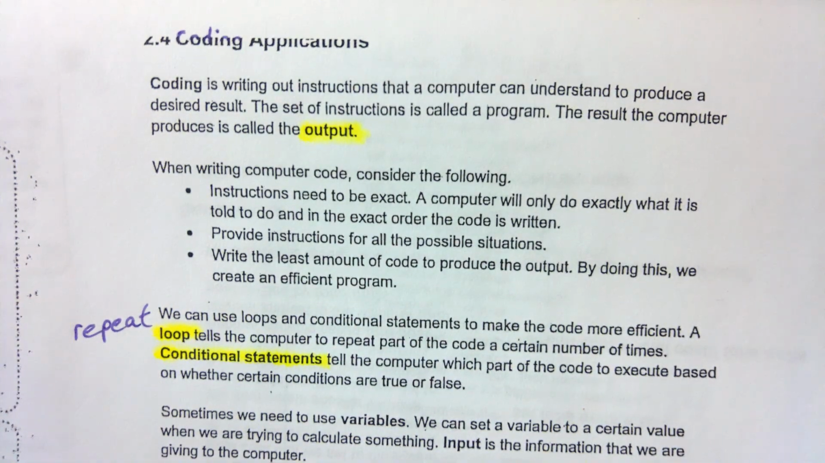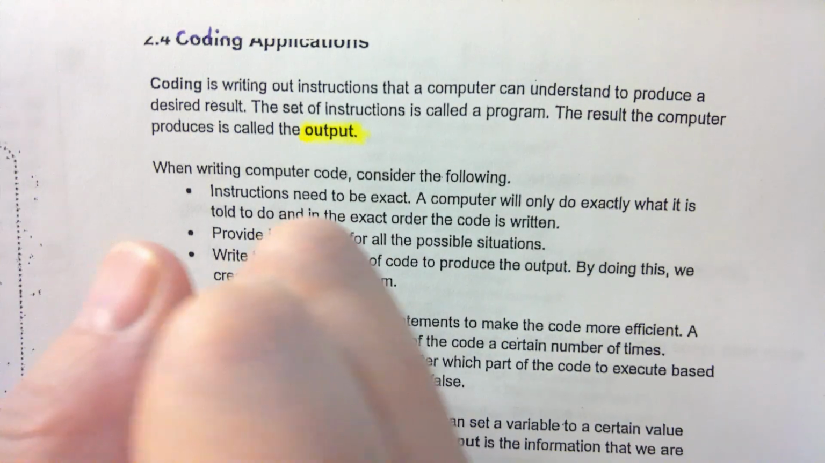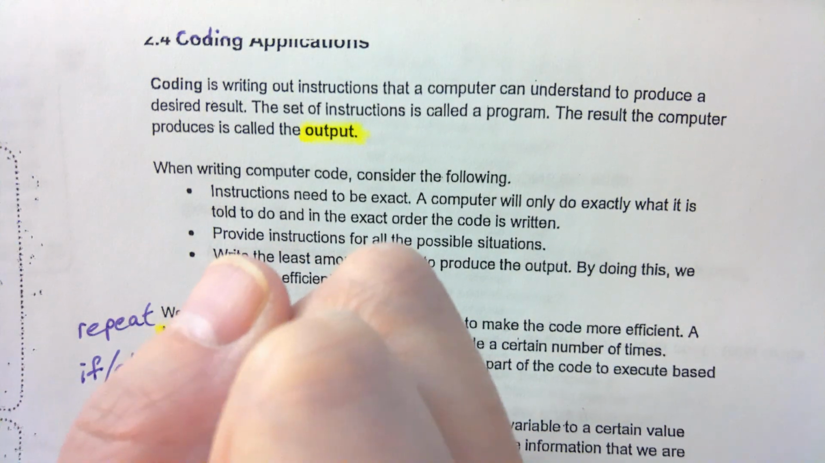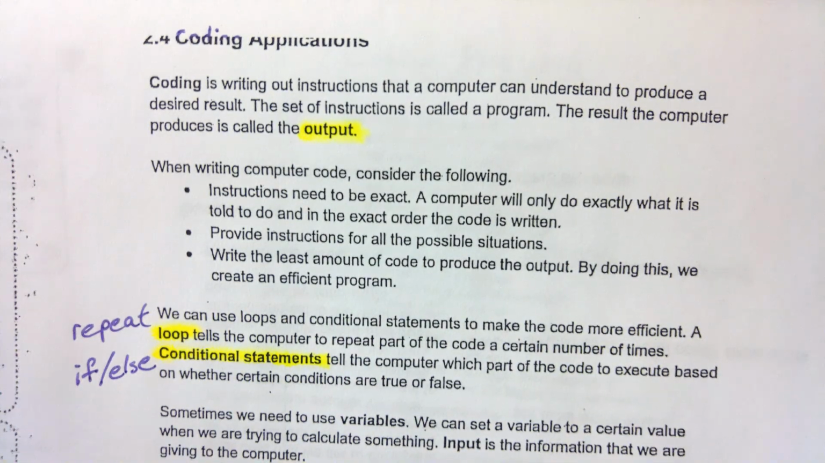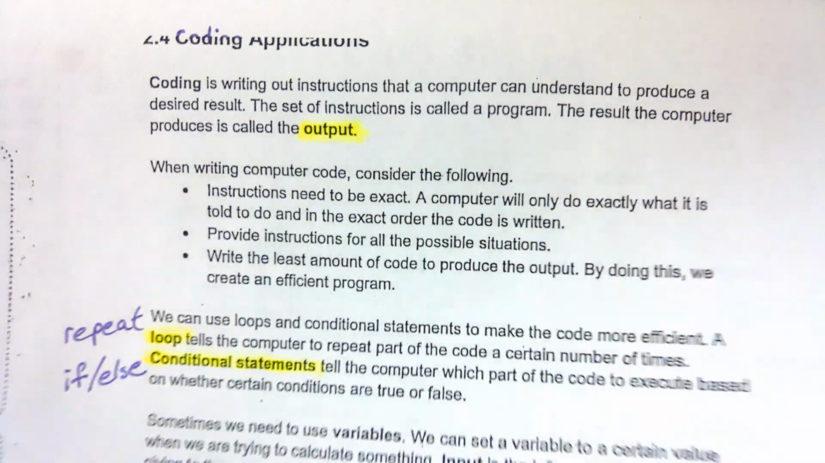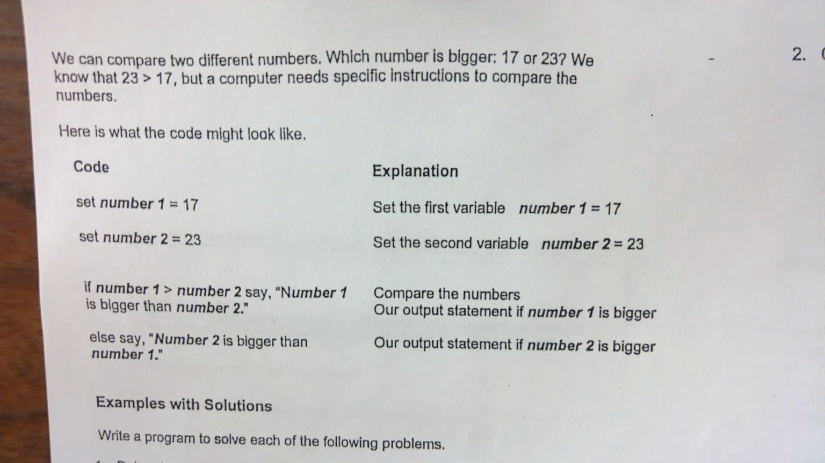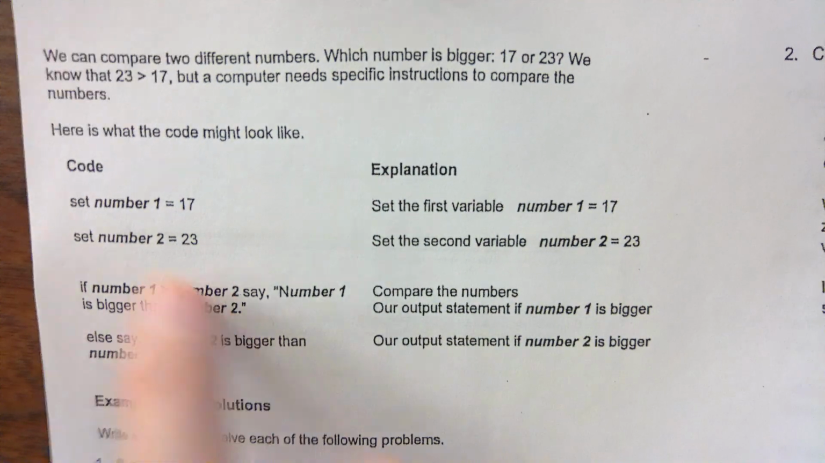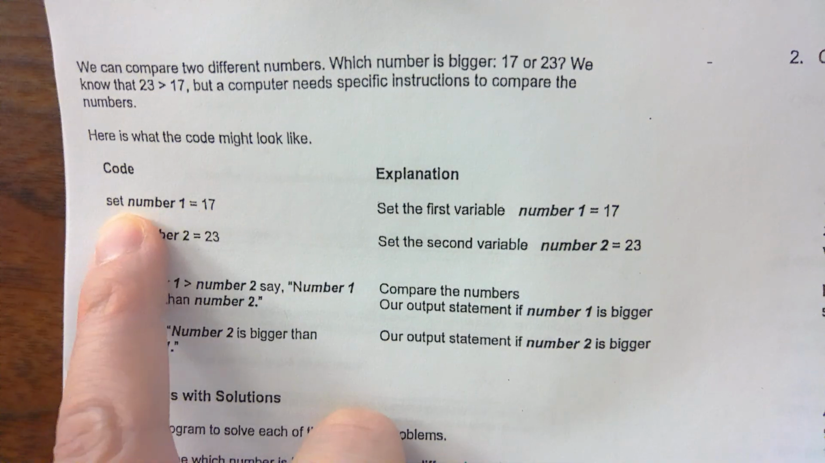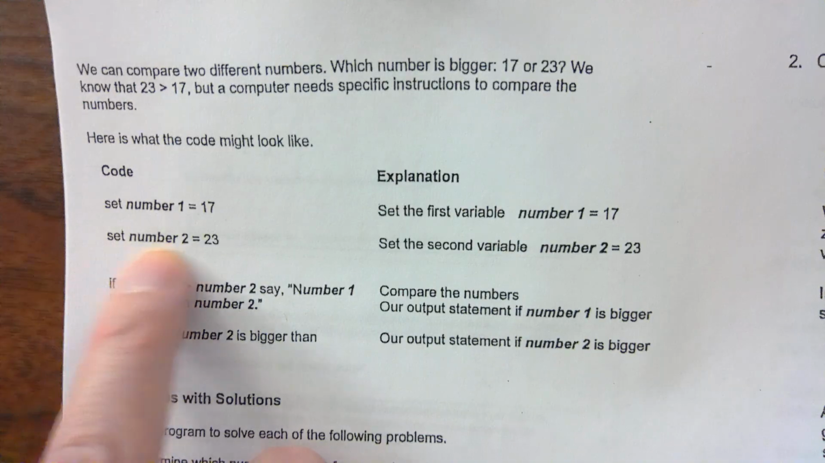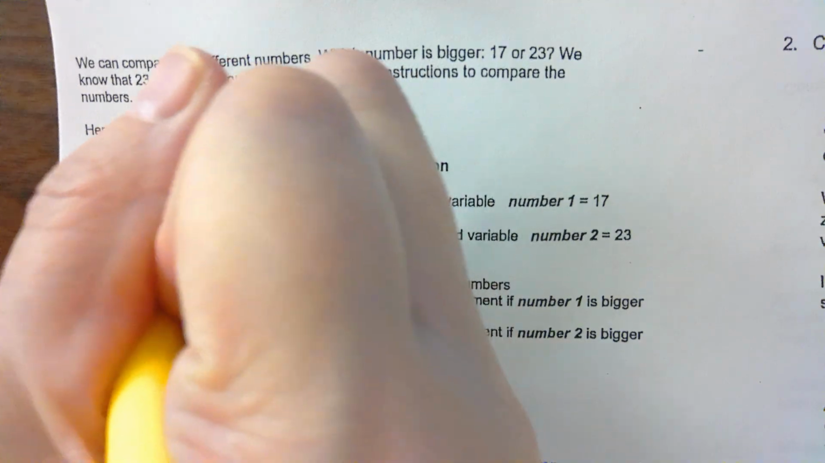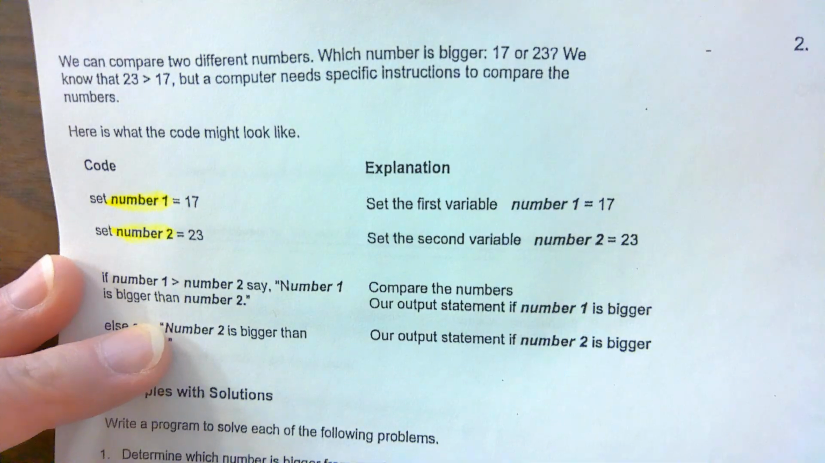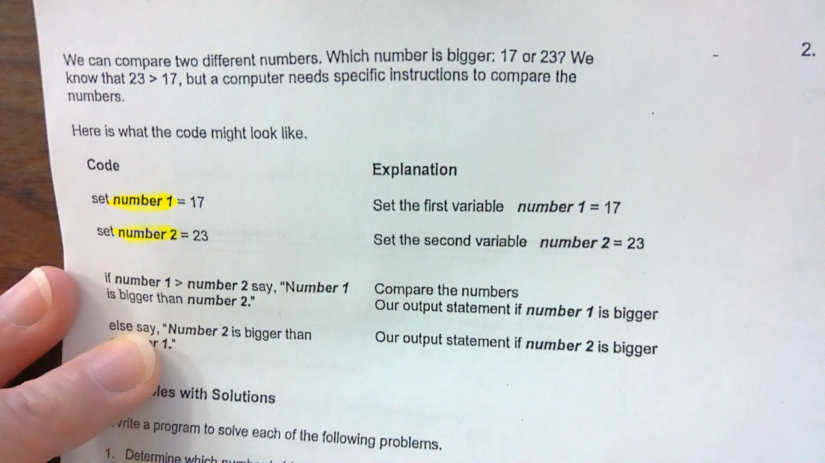The conditional statement is: if this happened, then do this. Otherwise, do that. If-else statements are called conditional statements. Let's go over an example right here. The code is setting number 1 equals 17, number 2 equals 23. Notice these numbers, number 1 and number 2, are bolded. These are your variables.